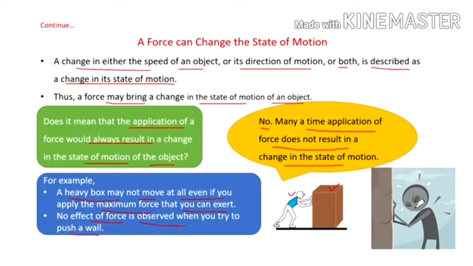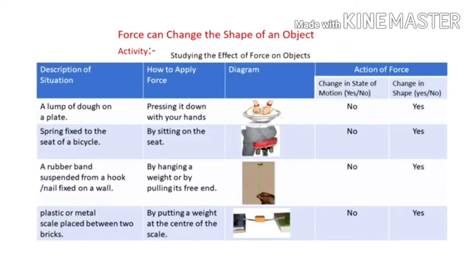So there is no change in the state of motion of an object even if you are applying a large amount of force against the wall. So what is the reason behind it? We will discuss it later on. Force can change the shape of an object and we can study it with the help of an activity. Here we can describe different situations and how the force is applied, and then whether there is a change in state of motion or not, or there is a change in shape or not.